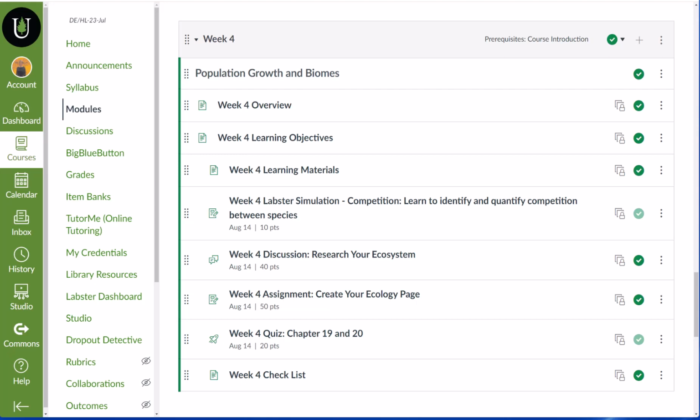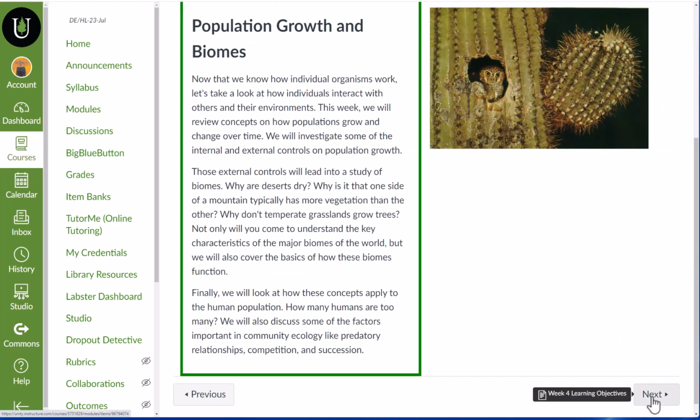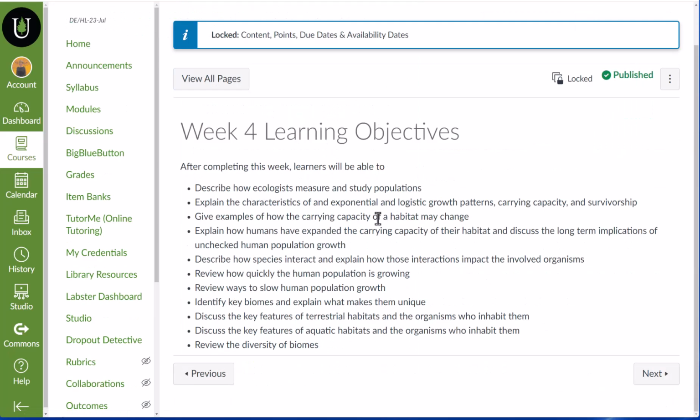Let's take a look at what we're doing here in week 4. Topic this week is on population growth and biomes. You have a brief overview and your learning objectives, so we'll look at how ecologists measure and study populations, how populations grow, the concept of carrying capacity, what that means for animals and the human population, interactions between species, and then we'll also look at some of the key biomes of the world, both aquatic and terrestrial.